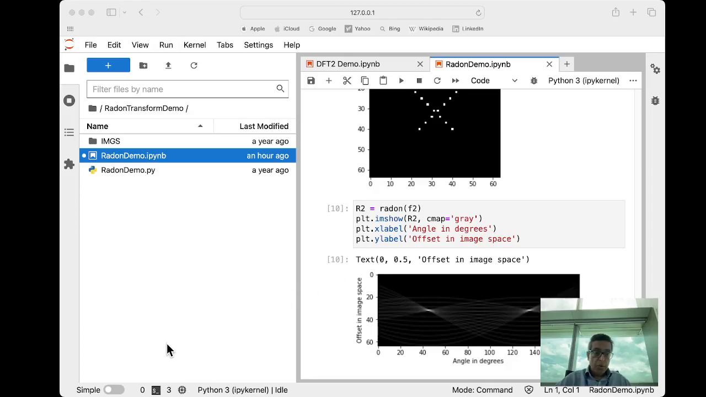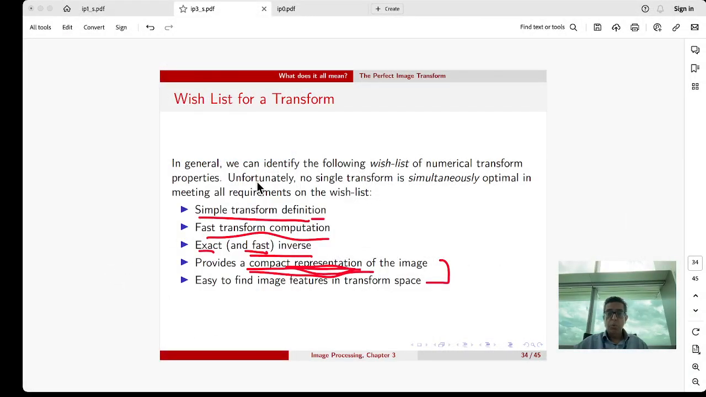Okay, so let's come back now to the notes. So that's why we would use this, to easily find image features. Sometimes we design a transform only for doing feature detection, and we don't necessarily care about going back into image space. So some transforms don't need to be invertible if you want to use the transform to do feature detection.